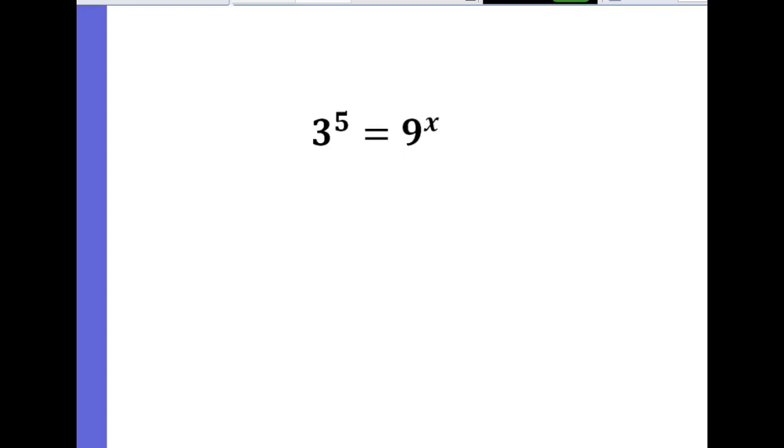But what if the bases are not equal? Do we know that 9 is equal to 3 squared? Isn't that equal to the 9? That can take the place of the 9. It still has the x power. So can we figure that one out? Now the bases are equal.